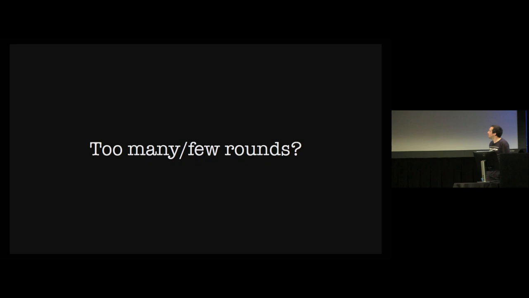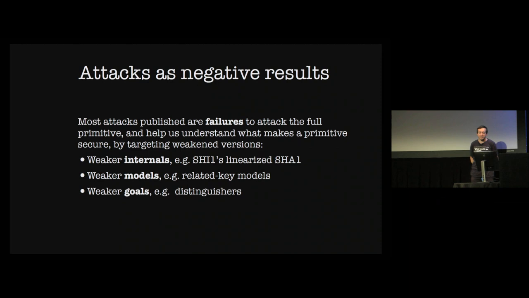Let's try to think about what an attack is. I like to make the point, which is maybe pretty obvious, that most attacks published actually speak in favor of the security of the cipher because of negative results. They mean that very smart people spent a lot of time trying to break this primitive and only broke a small variant of it. A variant might be made by weakening the internals. Maybe you remember the version of SHA-1 where they linearize it. Or you might consider a weaker model like related key, which doesn't make sense in practice.